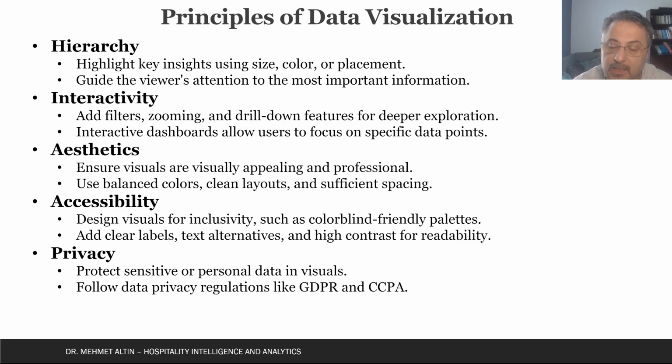Aesthetics also matter. We talked about it a little bit earlier, but clean, professional visuals with balanced colors and spacing keep your audience engaged and ensure the message is clear. Accessibility also is important because it ensures inclusivity, right? You need to use high contrast colors, readable fonts, and designs that work for all viewers, including those with visual impairments. If the person is colorblind and you don't use the correct colors, that person is not going to be able to see what you are trying to show.